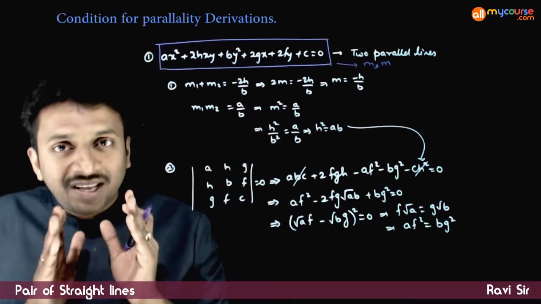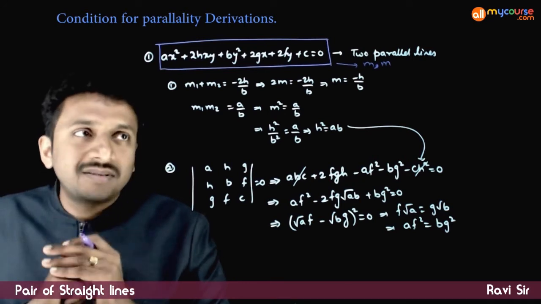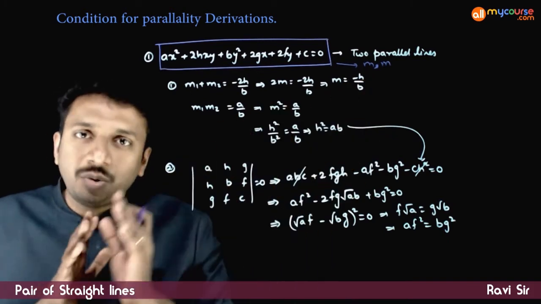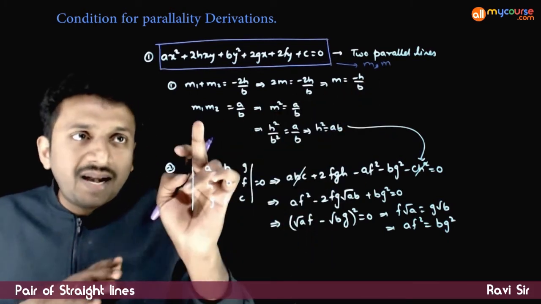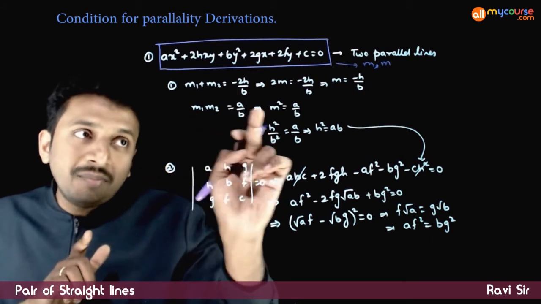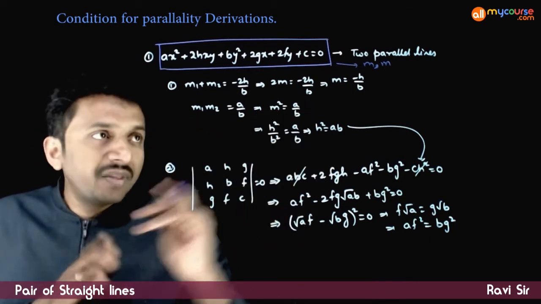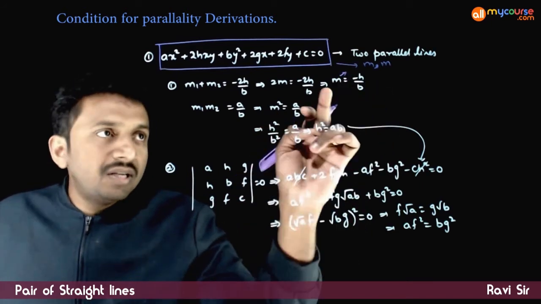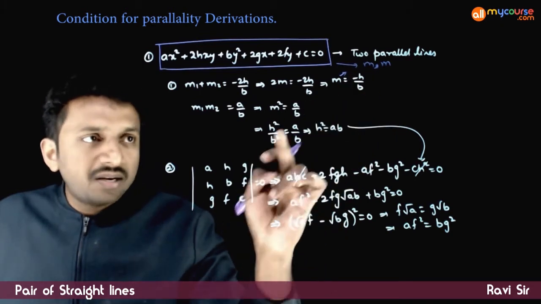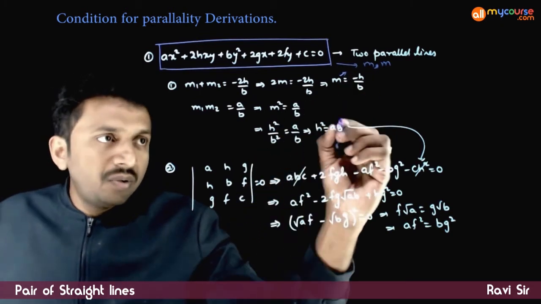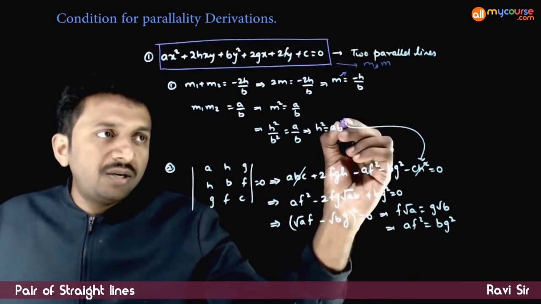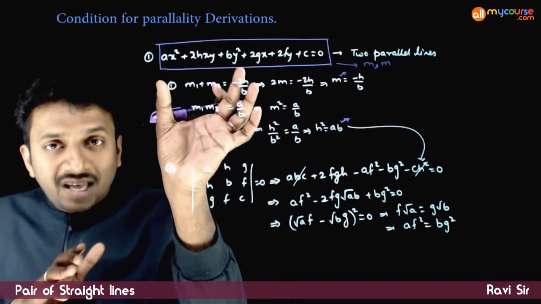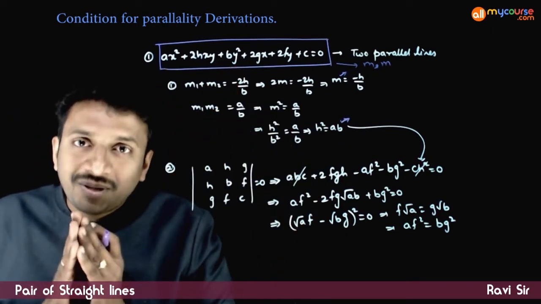Now if the two slopes are equal, let us assume both to be m. So 2m is equal to minus 2h by b, so m is equal to minus h by b, and m1 into m2 becomes m square is equal to a by b. Substitute m from this equation in this equation. So m square is h square by b square is equal to a by b, so h square has to be equal to ab. If both slopes of the lines are equal, then h square has to be equal to ab. That's the first part.